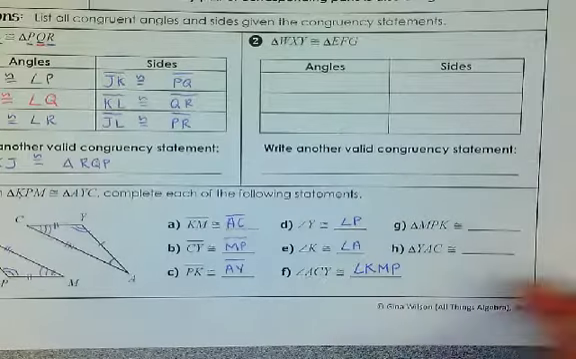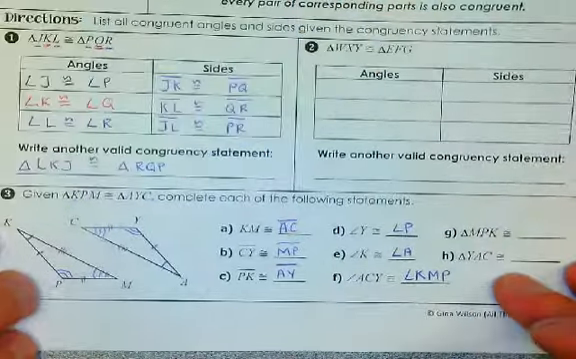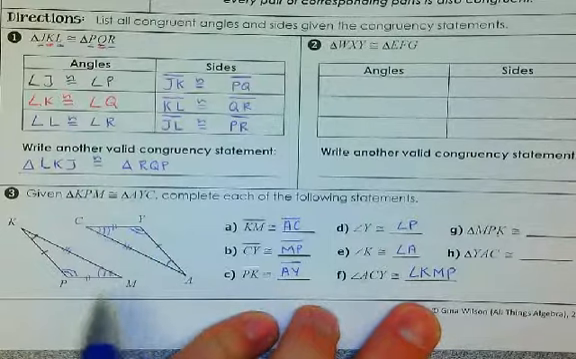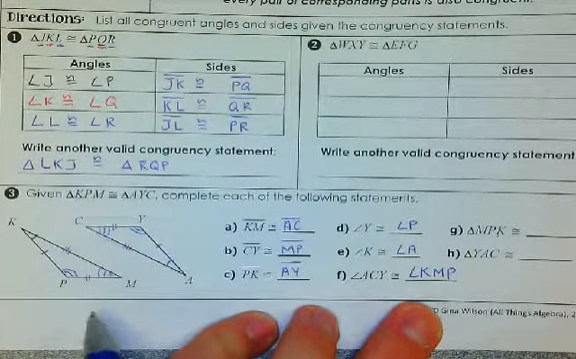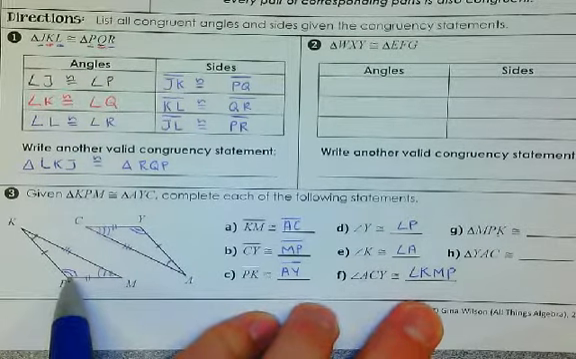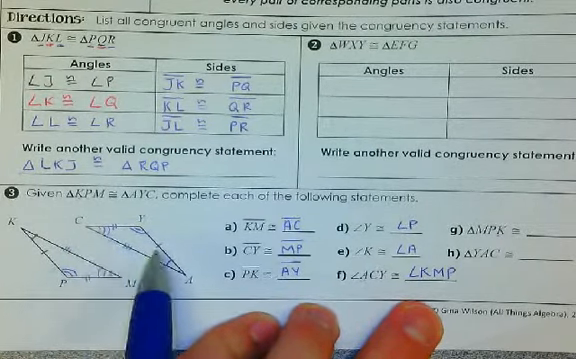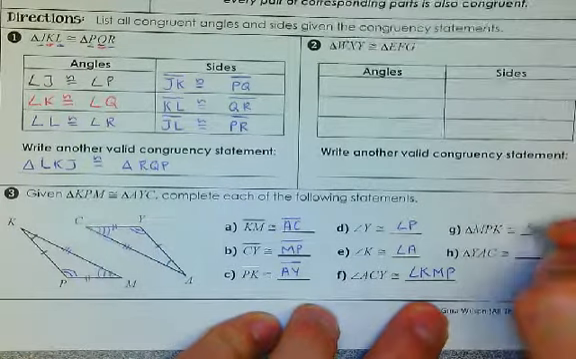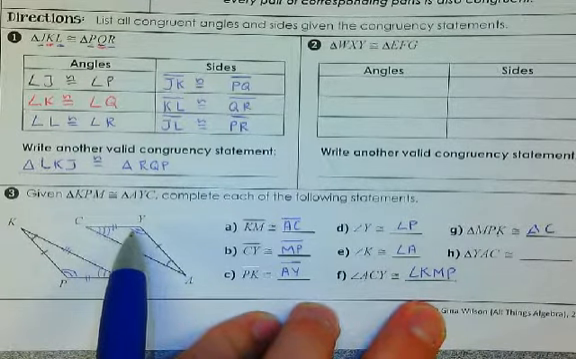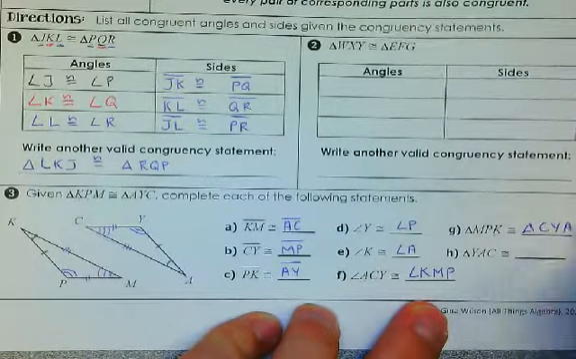Let me zoom this out real quick. So for part G, we need a congruency statement that matches triangle MPK. So MPK, one easy way to do this, M has 3 arc marks, 1, 2, 3. P has 2, K has 1. So we're going 3, 2, 1. Now on this triangle over here, we're going to do the same thing, 3, 2, 1. So we go C, to 2, which is Y, and then to 1, which is A, so CYA.